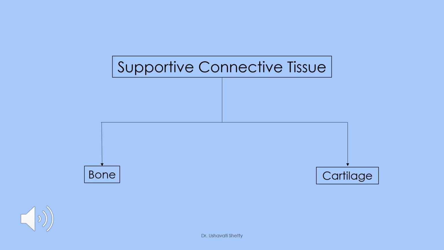Supportive connective tissue. It is also known as skeletal connective tissue. It forms the internal skeletal framework of the body of animals. It gives support and protection to some body organs and also helps in performing body movements. Supportive connective tissue can be further classified into two categories: bone and cartilage.